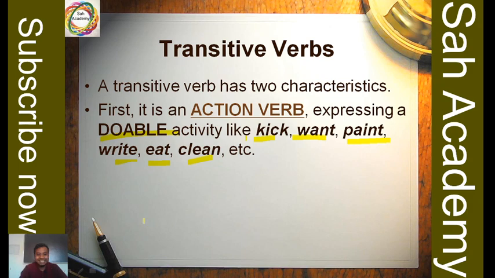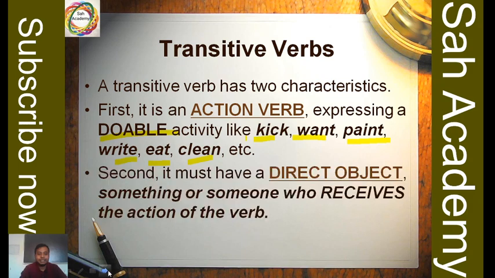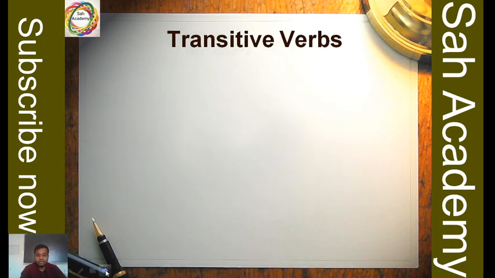Okay, so next is the second characteristic. The second is it must have a direct object. Just remember, it must have a direct object, something or someone who receives the action of the verb. So here is the definition of direct object, that is something or someone who receives the action of the verb.